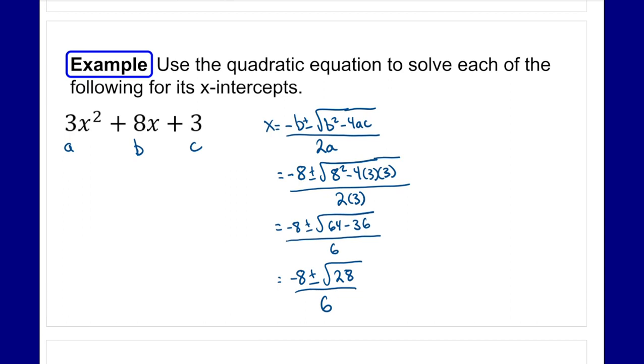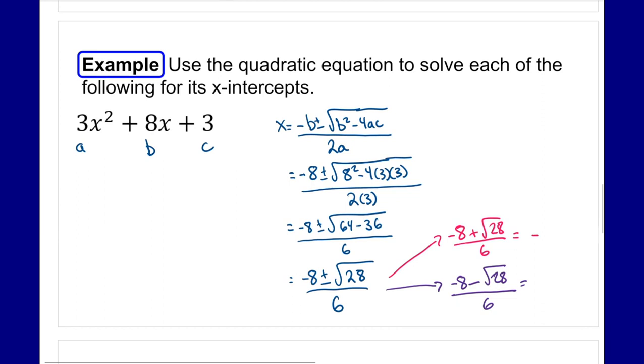Now again, you could find out what the square root of 28 is and then replace that with that value, because then it's just negative 8 plus or minus a singular value divided by 6. It's up to you, but this is generally where I would start to split it off. Negative 8 plus the square root of 28 divided by 6, and negative 8 minus the square root of 28 divided by 6. So again, just two calculations, very similar, just one is adding and one is subtracting.